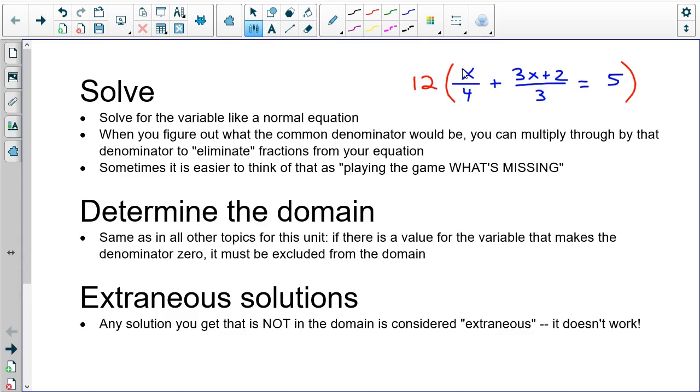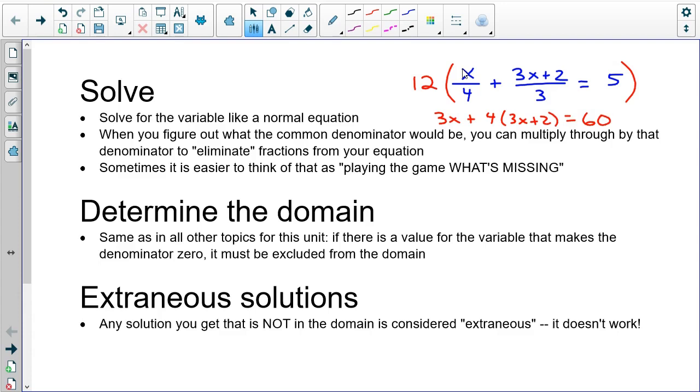So in this problem, I would end up with 3x plus 4 times 3x plus 2 equals 60. That's what happens when I multiply through by 12. And then I could easily solve that equation.